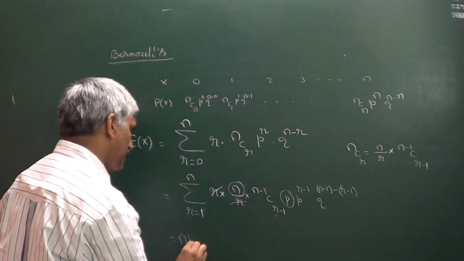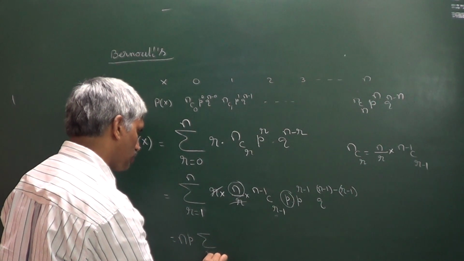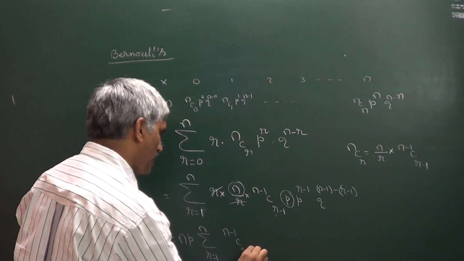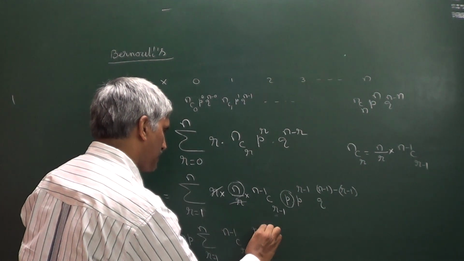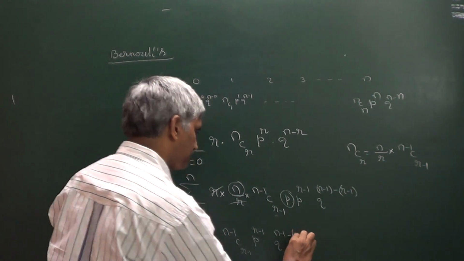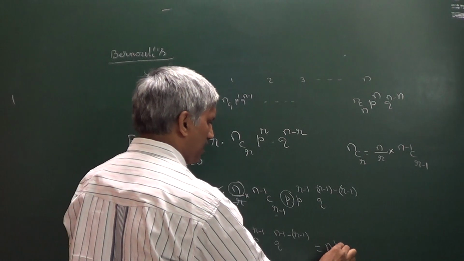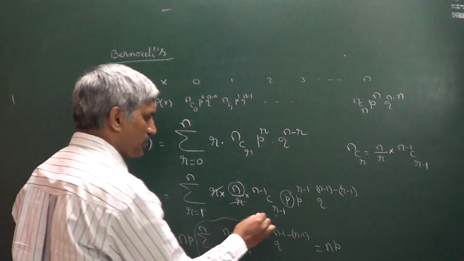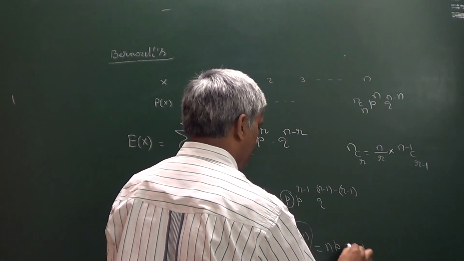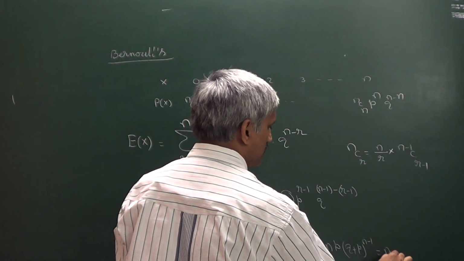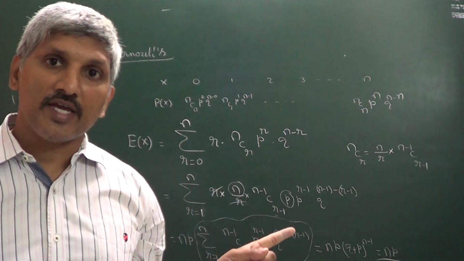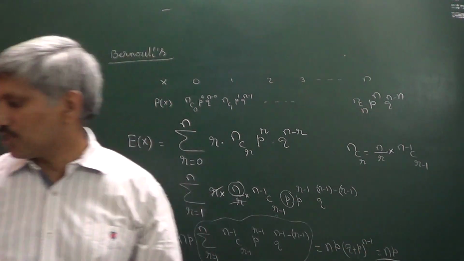That is equal to np into summation r equals 1 to n of n minus 1 C r minus 1 into p to the power of r minus 1 into q to the power of n minus 1 minus r minus 1. Now that is nothing but np into, this is again the expansion of q plus p whole to the power of n minus 1. So that is nothing but np. So the mean of the binomial distribution is given by np.